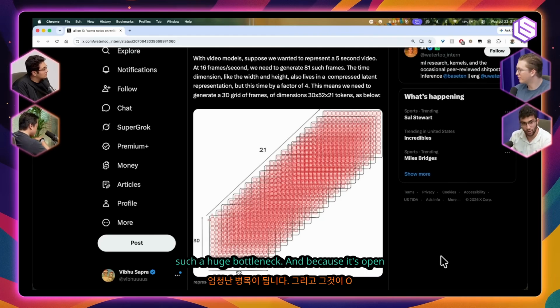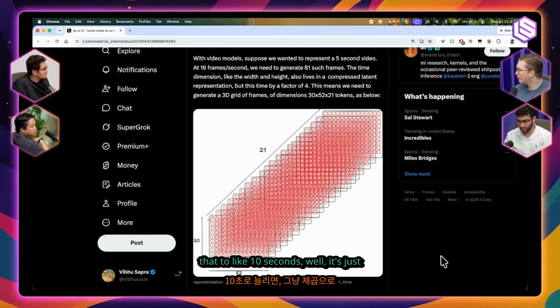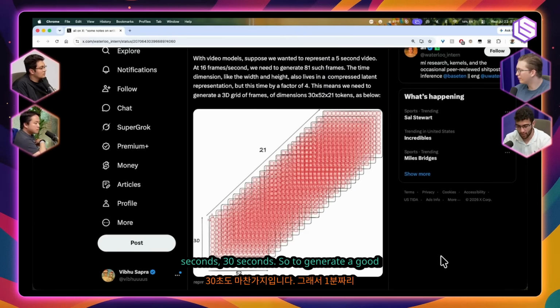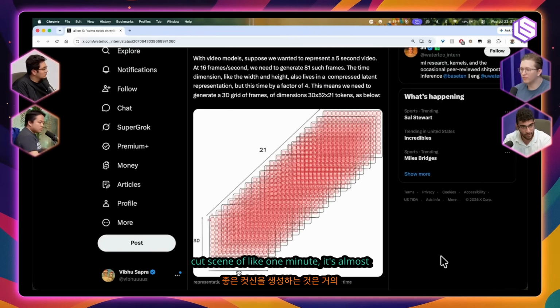So the attention becomes such a huge bottleneck. And because it's quadratic, if you extend that to 10 seconds, well, it's just squared. 20 seconds, 30 seconds. So to generate a good cut scene of 1 minute, it's almost impossible to do within the same compute time. And it just becomes unfeasible. You can't do it. And so you end up moving towards 2 directions.